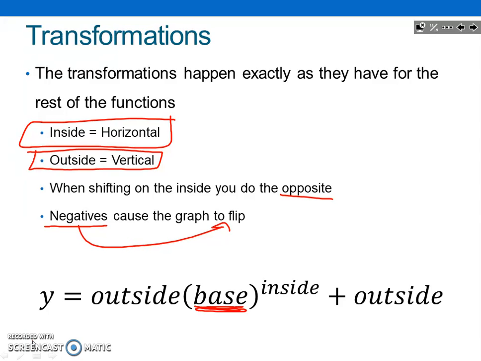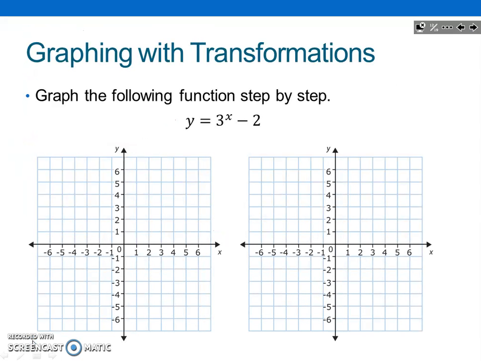Okay, so let's look at a few of these. I've got y equals 3 to the x power minus 2. Now, I'm going to flip back and forth. That minus 2 is on the outside.